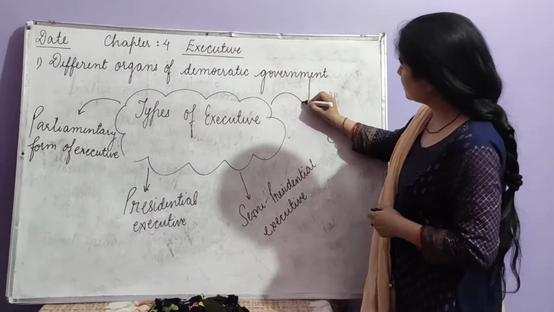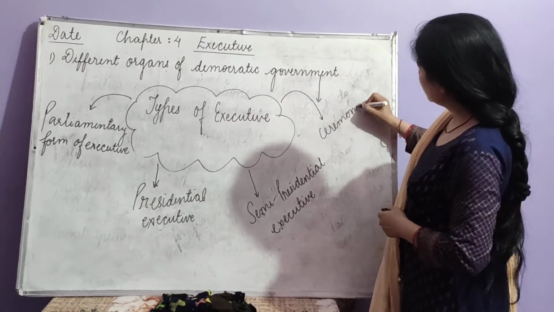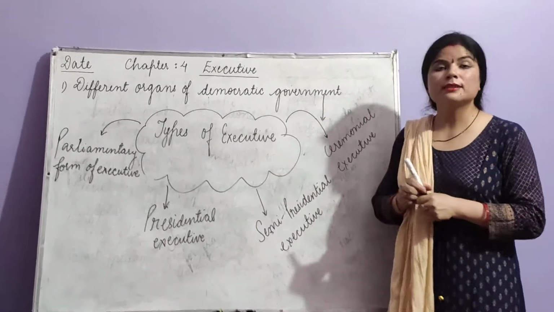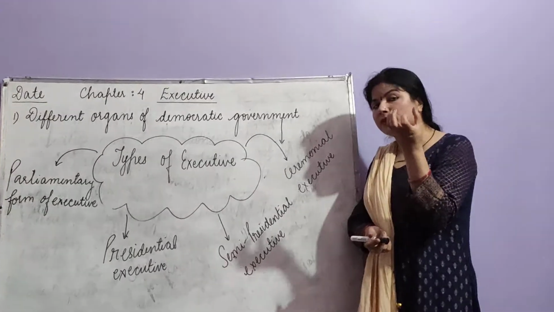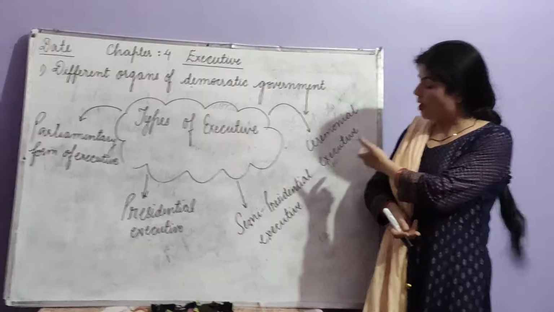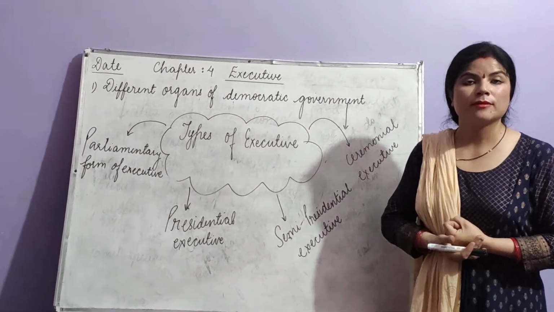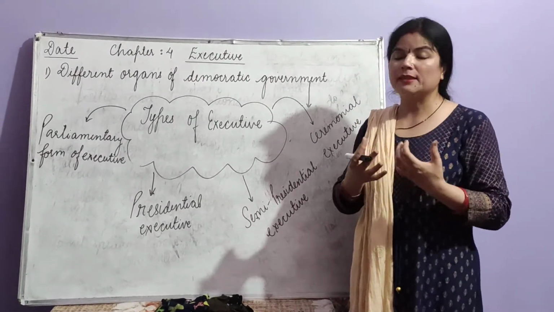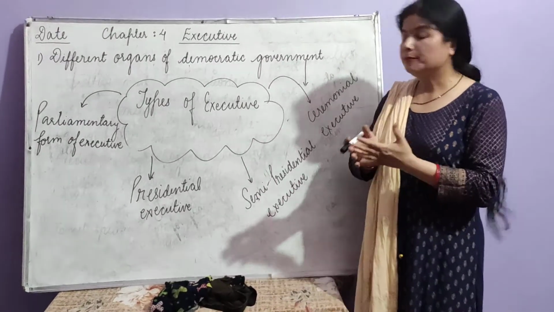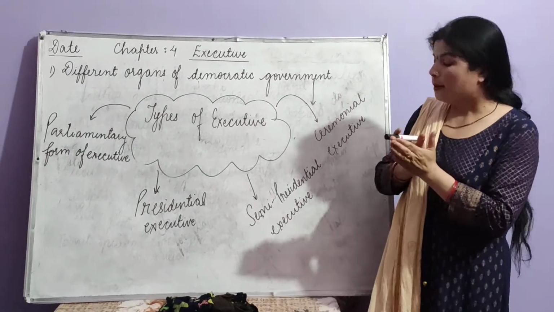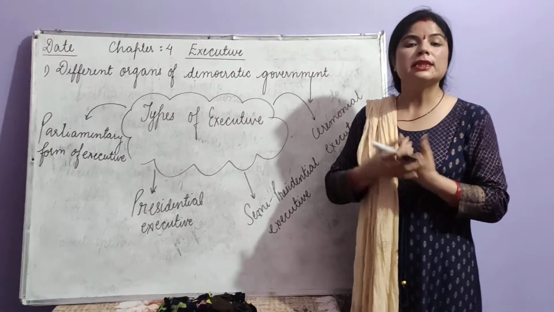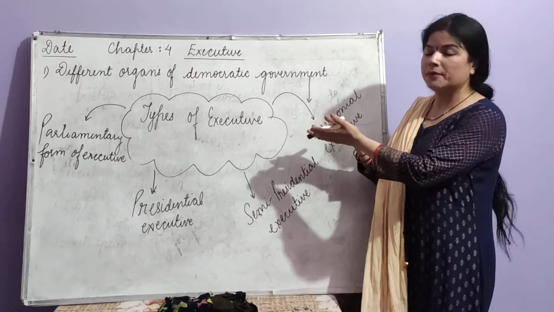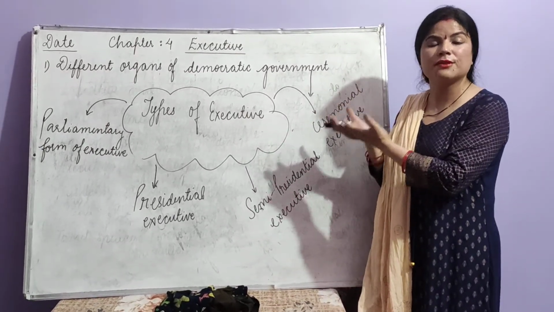Now, last is ceremonial executive. Students, the word ceremonial can give you an opportunity to guess what this executive can be. Ceremony. Ceremonial executive. Under this type of executive, what happens? The head can be king or queen in the country, and he or she can participate as the head of the country during different occasions or ceremonies only. So students, under this subtopic, we came to know about different types of executive.